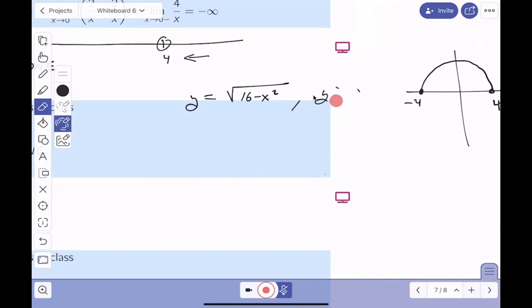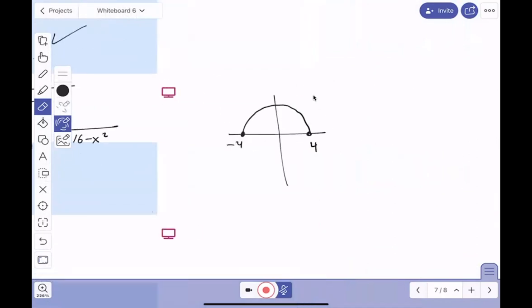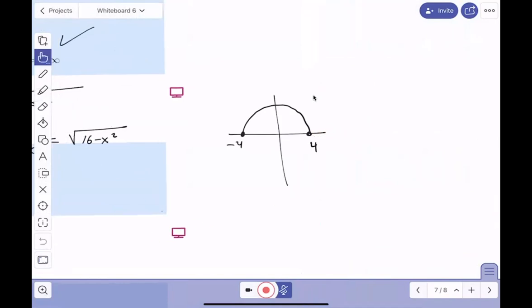All right, I don't need to put this down either. So the question is, can you approach 4 from the right side? And the function doesn't exist there. So this is the right of 4, but the function isn't over here, so you couldn't approach it. So it's a D and A. All right, so let's keep going.